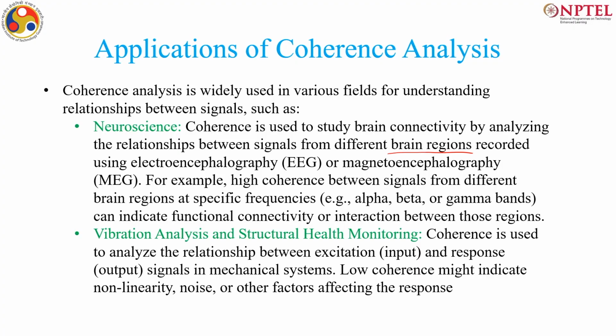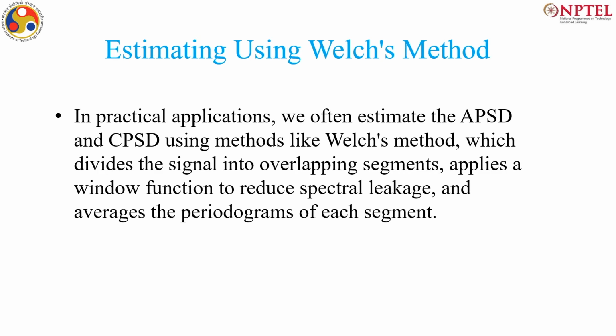Then vibration analysis and structural health monitoring: coherence is often used in mechanical systems. As I said, low coherence might indicate that there is some noise in the input and output, or the input and output is affected. If the input and output have low coherence, that means there is some nonlinearity and noise introduced in the system. Now, how do we estimate it?